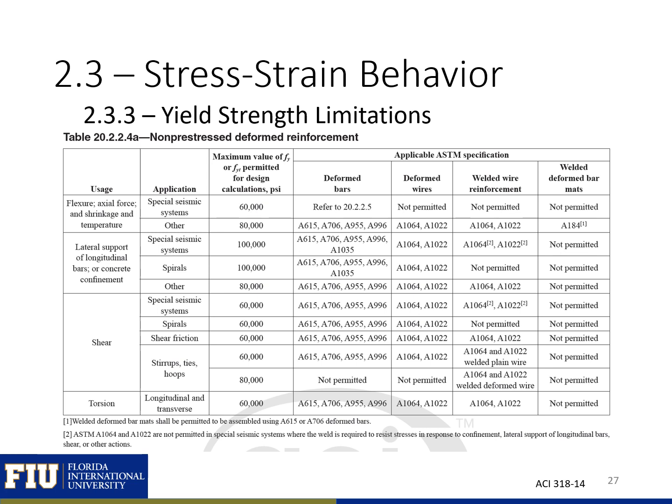Note that there are currently yield strength limitations that are specified in ACI 318. So we have limitations for the maximum values of Fy for different applications, for our flexural members, for shear reinforcement and lateral support. As we continue to get more research with higher strength steels, these limits will continue to increase.